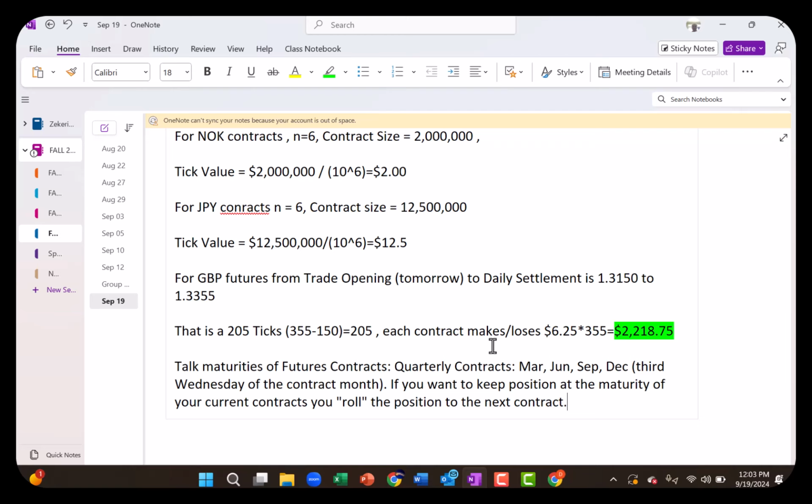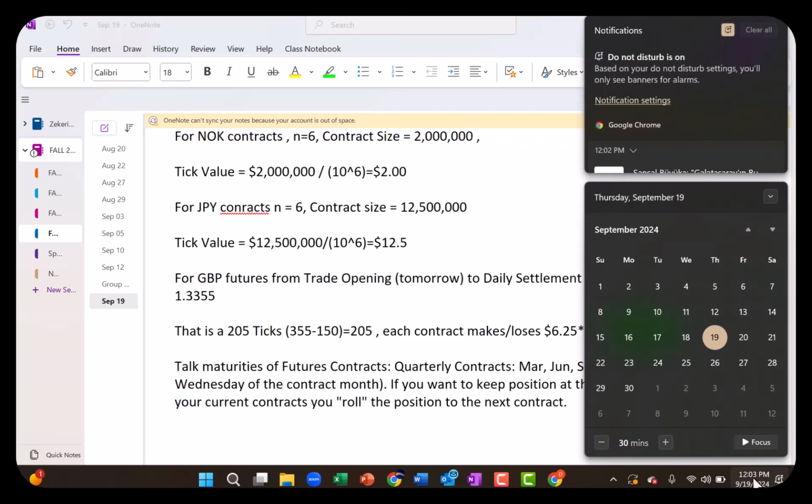So I have exposure 1 year from now. Current active contract is December, so it's going to expire around December. Let's find out exactly what date it is. Third Wednesday is December 18th. So around December 10, 11, I'm going to actually close this position.